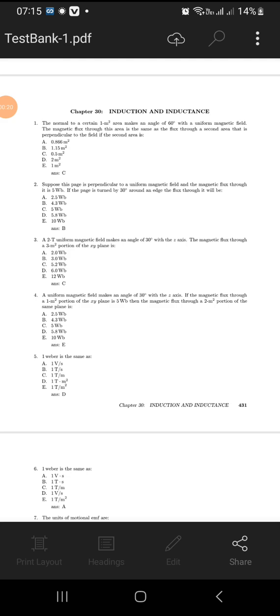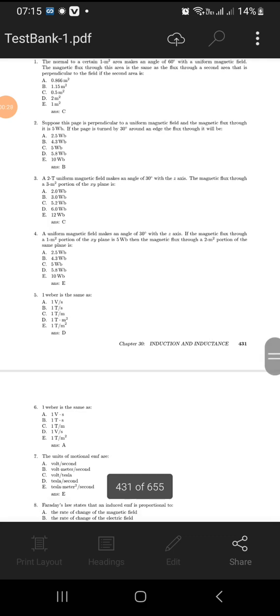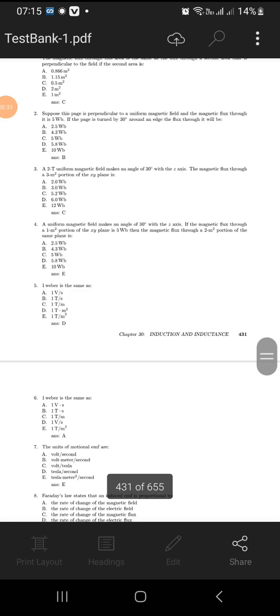Suppose this page is perpendicular to a uniform magnetic field and the magnetic flux through it is 5 Weber. If the page is tilted 30 degrees around an edge, the flux through it will be B, 4.3 Weber.